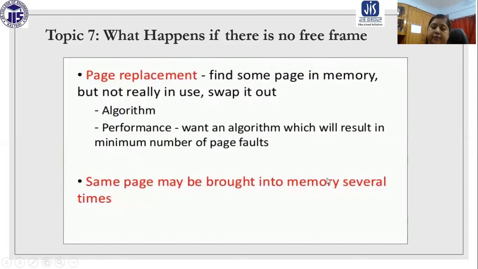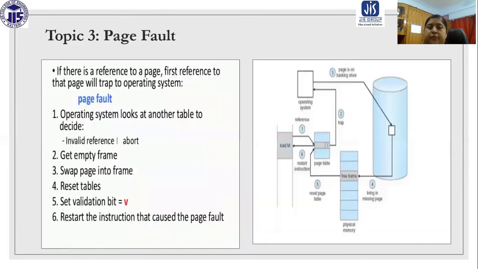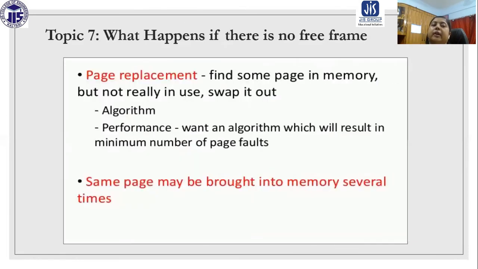I have told that suppose we are searching for a free frame. If you go to this figure again, you can see that wherever we are handling that page fault, the most important thing is that we need to find a free frame. But it may be possible that there is no free frame in the memory. Then we require page replacement.